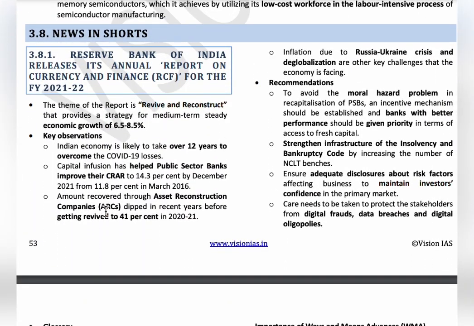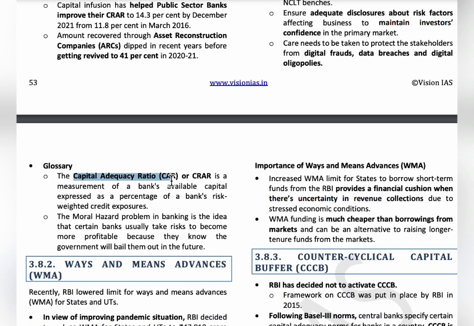The next topic is that the Reserve Bank of India has released its annual report on currency and finance for the financial year 2021-22. The theme of this report is Revive and Reconstruct. As per the report, the Indian economy will take 12 more years to overcome COVID losses. Inflation due to the Russia-Ukraine war and deglobalization are some of the key challenges of the present Indian economy. Here they also discussed a concept called the capital adequacy ratio, CAR. It means the ratio of the capital that the banks have to the capital that they have put out by giving loans.